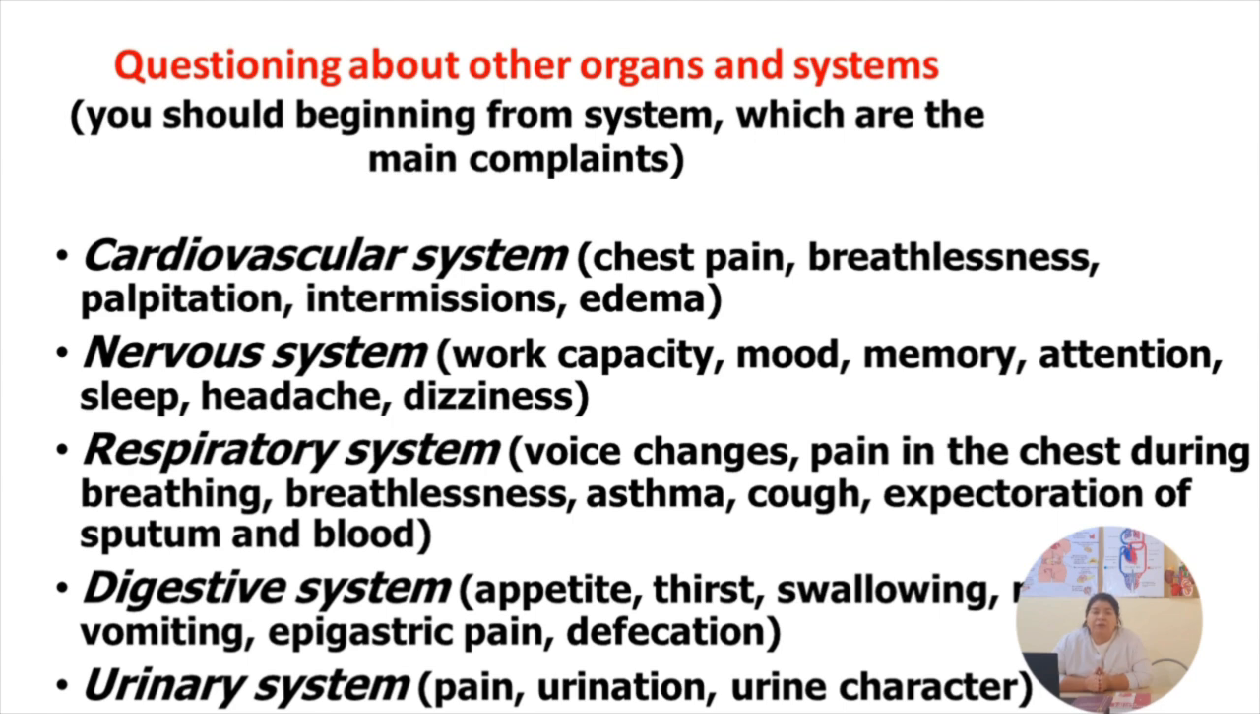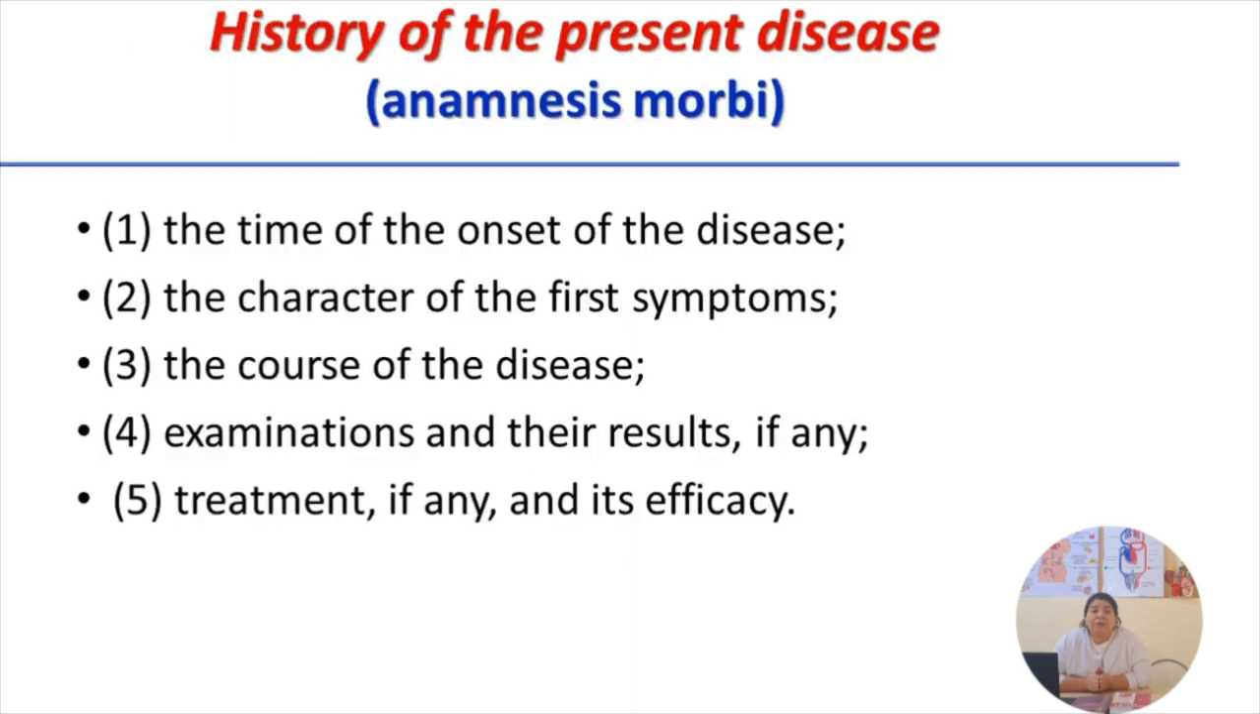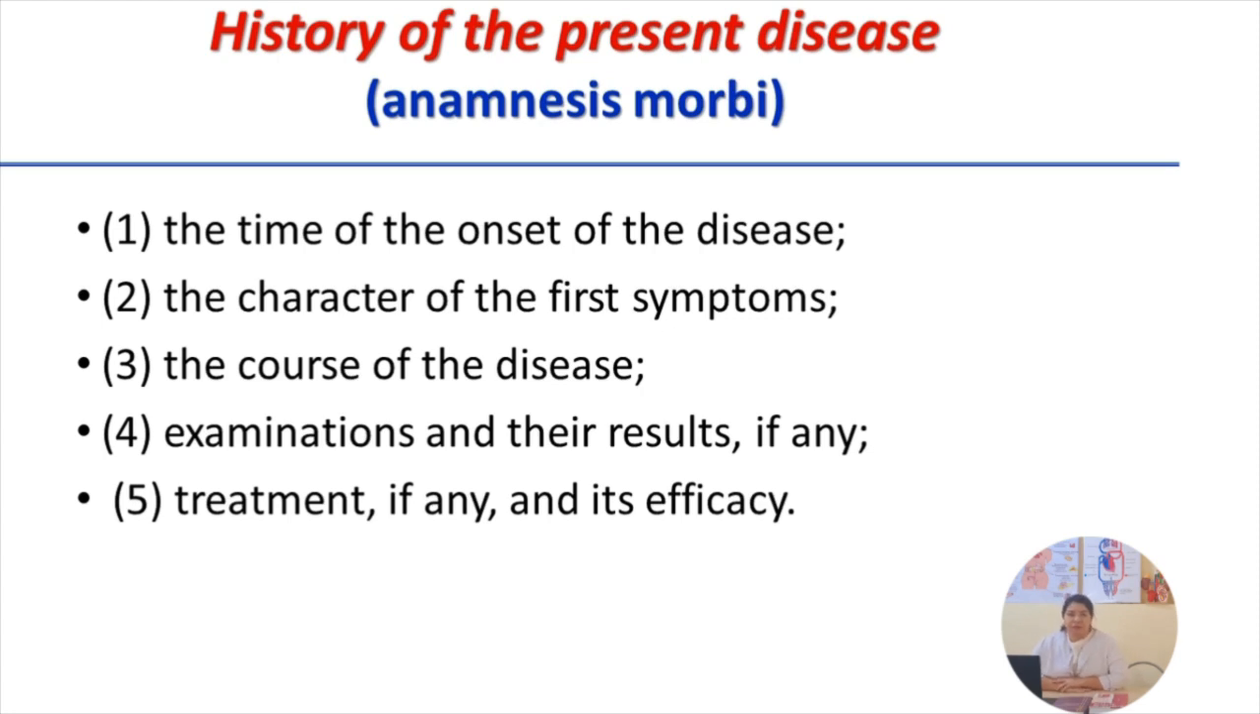And also here we have different kinds of symptoms which are characteristic for different organs and systems. The cardiovascular system includes chest pain, breathlessness, palpitation, edema. For example, the digestive system has specific symptoms like decreased or increased appetite, thirst, difficulties of swallowing, nausea, vomiting, epigastric pain. The urinary system also has specific symptoms like pain on urination and changing of urine character, and so on.